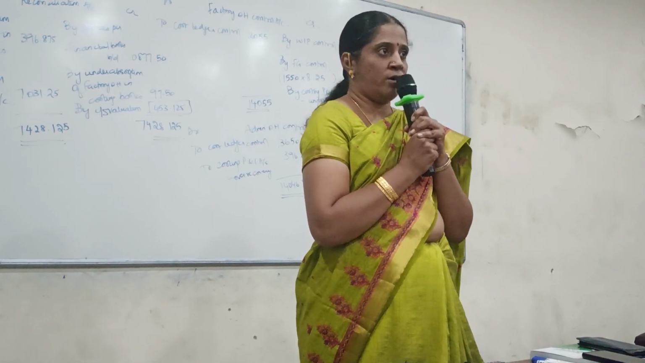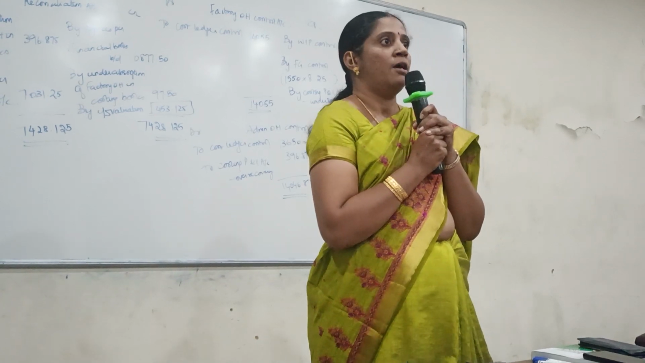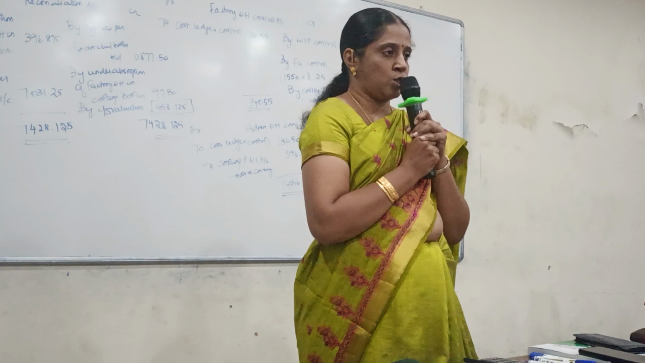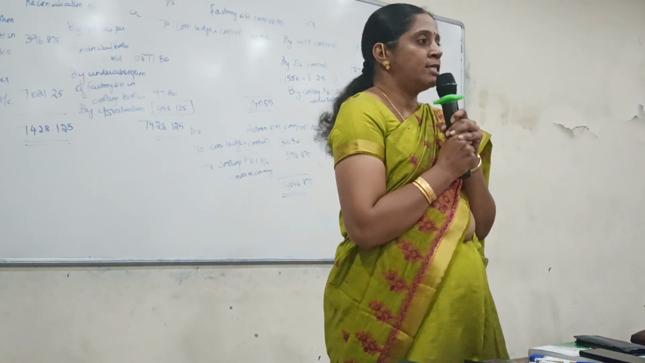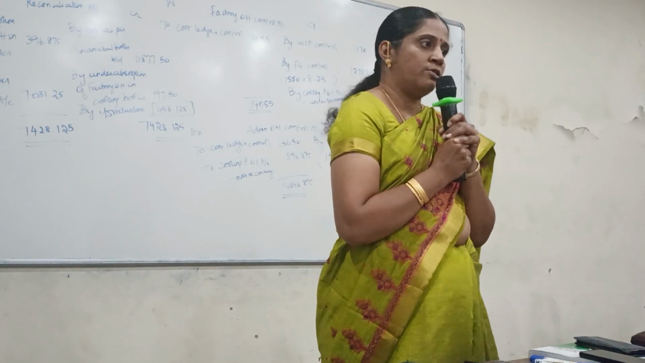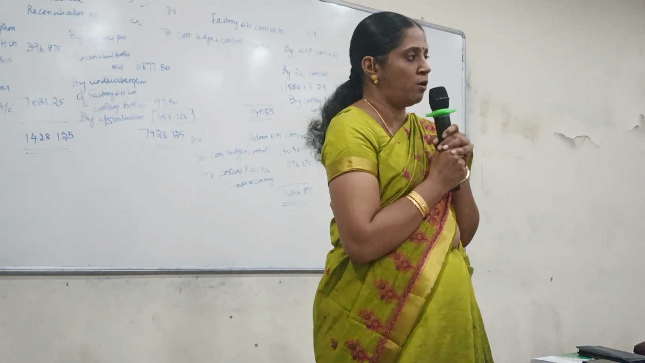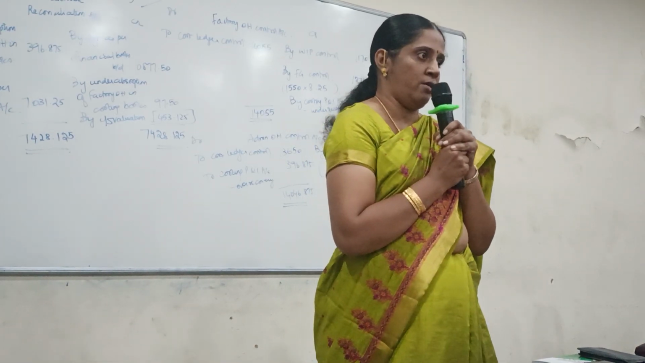EOQ is the optimum ordering quantity, which is calculated as root of 2AO by C, where A is the annual consumption of raw material, O is the ordering cost per order, C is the carrying cost per unit per annum. At EOQ, ordering cost is equal to carrying cost. The total ordering cost is number of orders into cost per order. Total carrying cost is Q by 2 into CCPUPA, right?